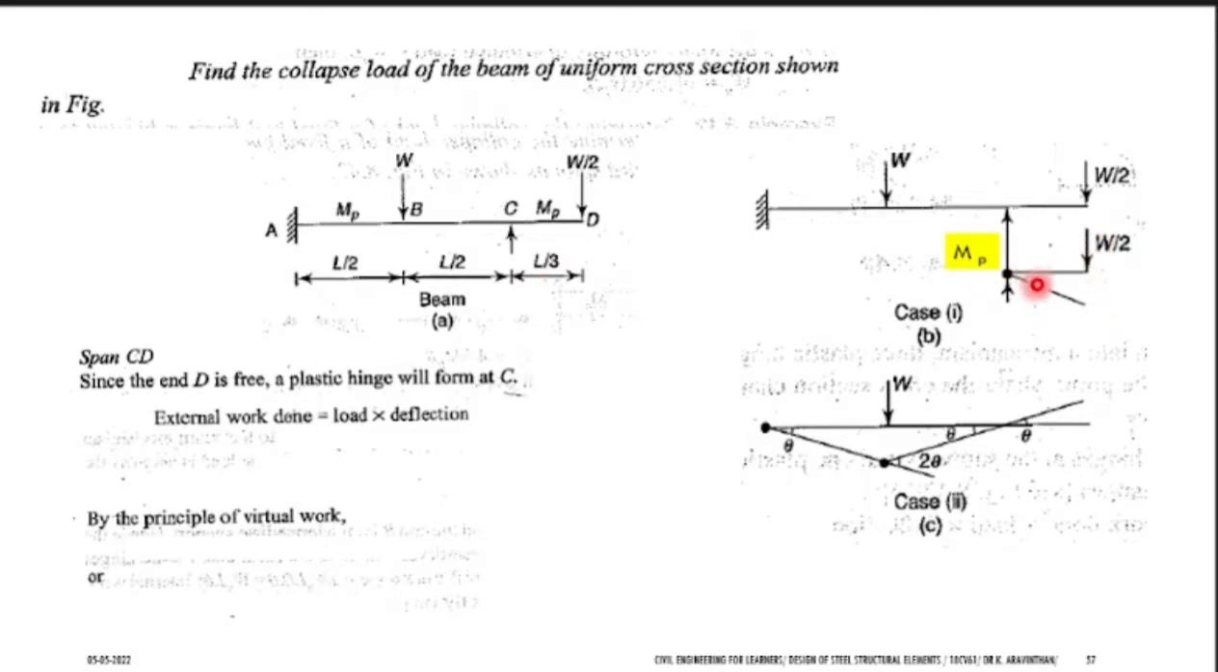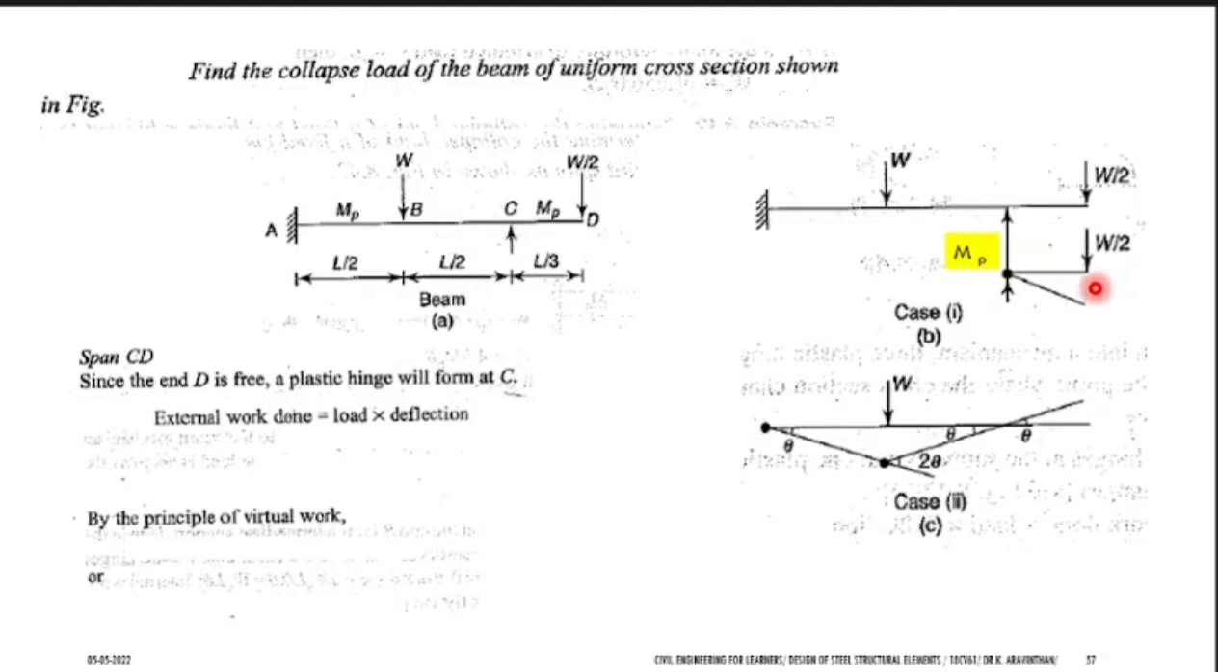You can imagine this angle as theta, and you can find the height using tan theta. Tan theta equals delta divided by L by 3, that is opposite by adjacent. What is adjacent here? L by 3. So delta divided by L by 3 will be your answer. Since theta is very small, you can remove tan. Theta equals delta divided by L by 3.